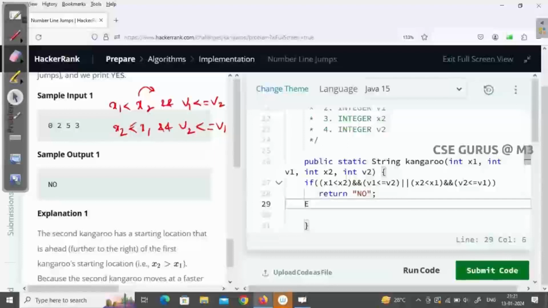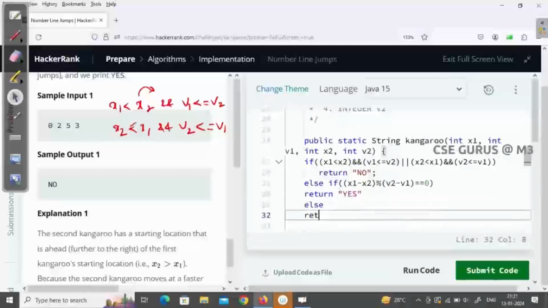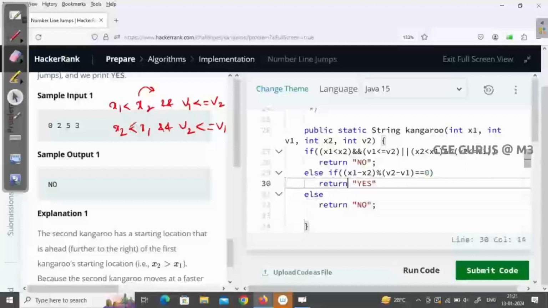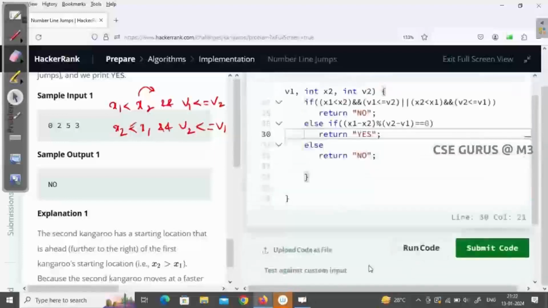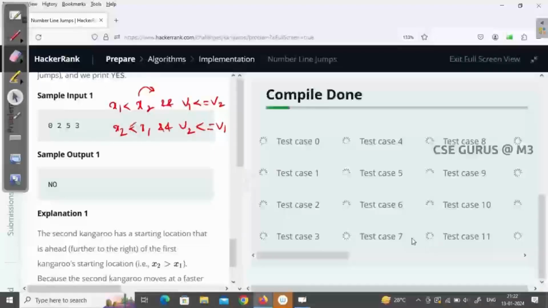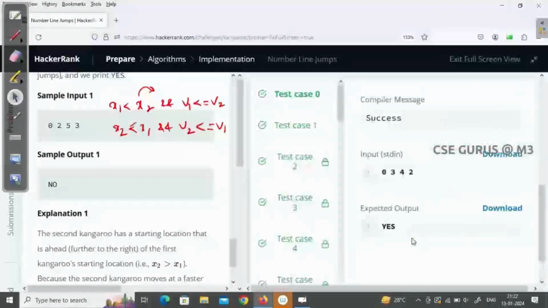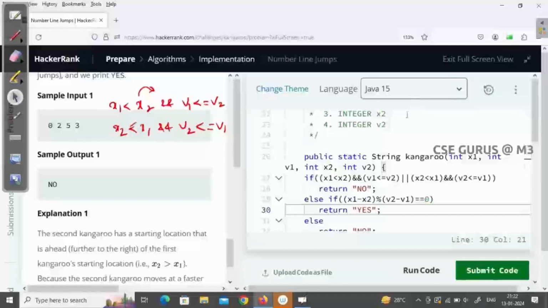Of course, else if x1 minus x2 modulo v2 minus v1 double equals to 0, then return yes, right? Else return no. I have to give a semicolon here, and here also a semicolon. So that's it, let us see any errors. Absolutely fine. Submit the code. Yeah, here also all the test cases passed. So this is the code.